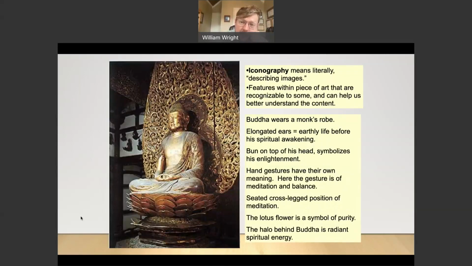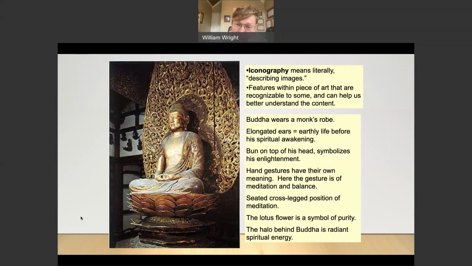Okay, so what does iconography mean? Iconography literally means the describing image. It is a feature of some art that it's recognizable to some, and it can help us better understand the content. So basically, if you have the context to understand the icons, then you will better understand the content. So if you get the context, you'll get the content.